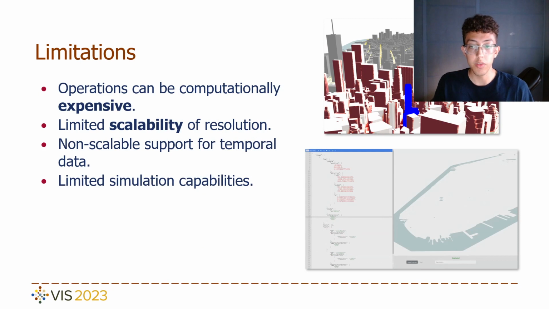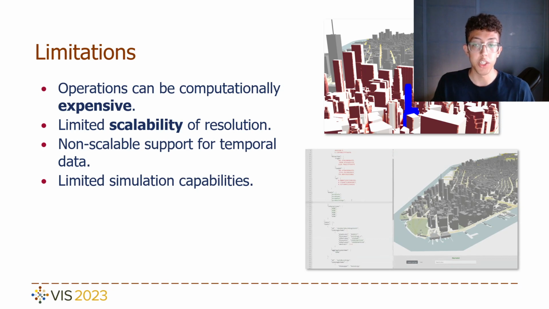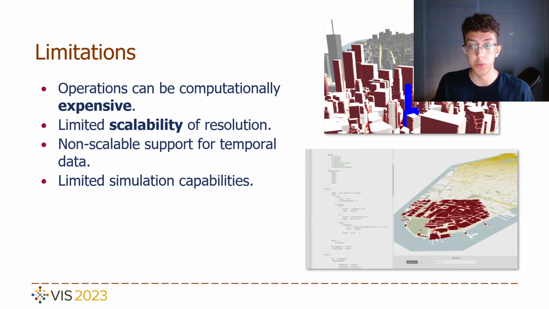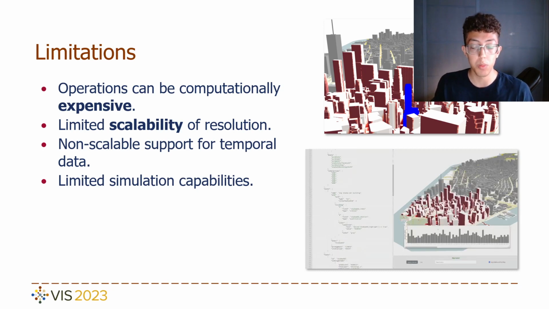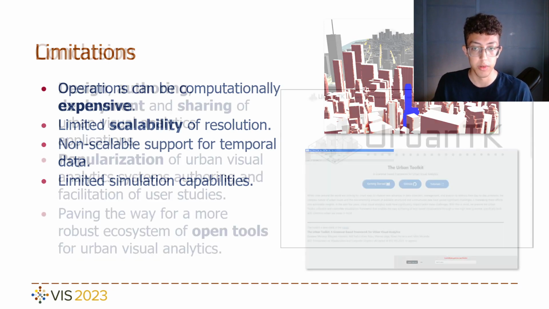But even though we believe UTK is a powerful tool, some limitations need to be highlighted regarding the current state of the system. Operations can be computationally expensive for large-scale data. We have limited scalability of resolution due to the spatial operations we perform. The use of temporal data requires verbose specifications in the grammar. And finally, we only support shadow simulations.